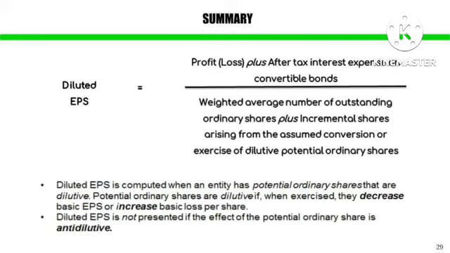Diluted earnings per share is computed when an entity has potential ordinary shares that are dilutive. Potential ordinary shares are dilutive if, when exercised, they decrease basic earnings per share or increase basic loss per share. Diluted earnings per share is not presented if the effect of the potential ordinary share is anti-dilutive. Note that the earnings per share is decreasing, which means that the potential ordinary shares are dilutive.